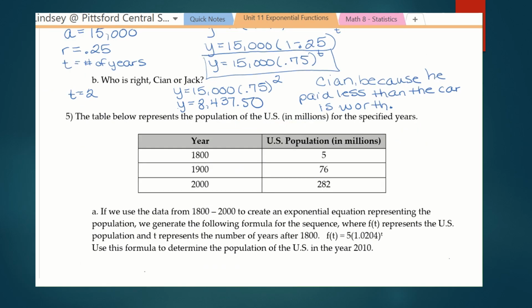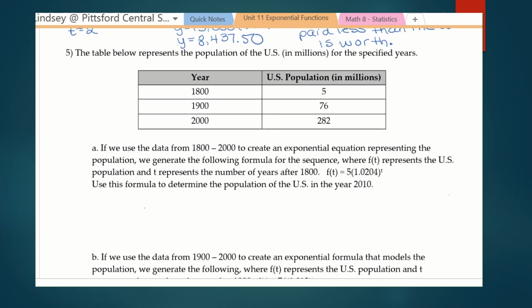All right, now let's take a look at question number 5. So question number 5 says the table below represents the population of the U.S. in millions for the specified years. So in the year 1800, the population in the U.S. was 5 million. In 1900, it was 76 million. In 2000, it was 282 million. So let's take a look at part A.